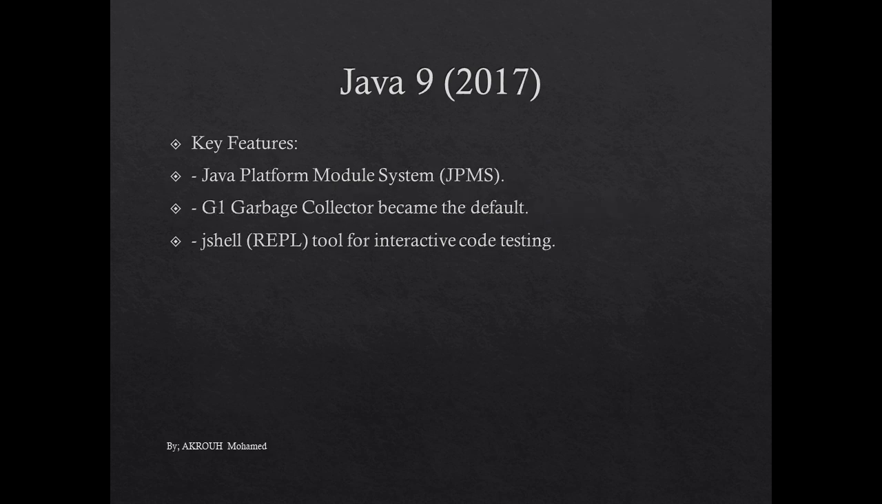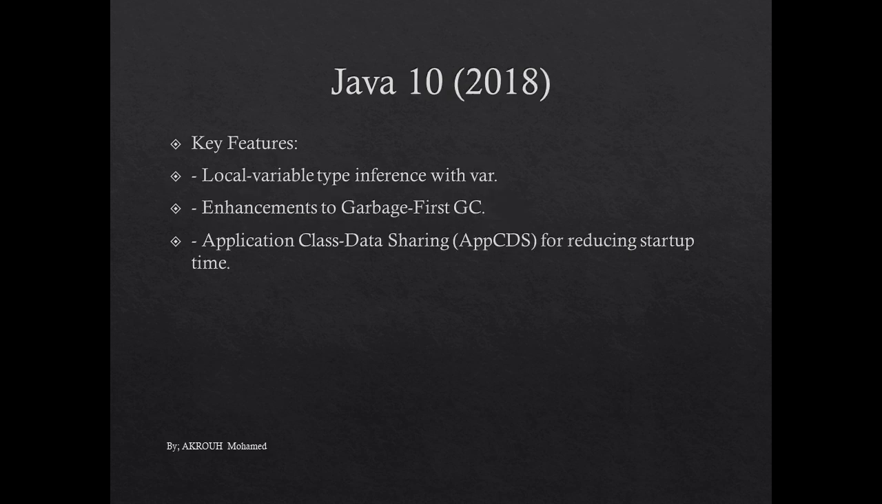In Java 9, released in 2017, the most significant change was the introduction of the Java Platform Module System, also known as Project Jigsaw. This enabled developers to modularize their applications, improving maintainability and reducing memory footprints. The G1 garbage collector became the default, optimizing for low latency and better performance. Java 9 also introduced the JShell REPL tool, making it easier to test code snippets interactively.